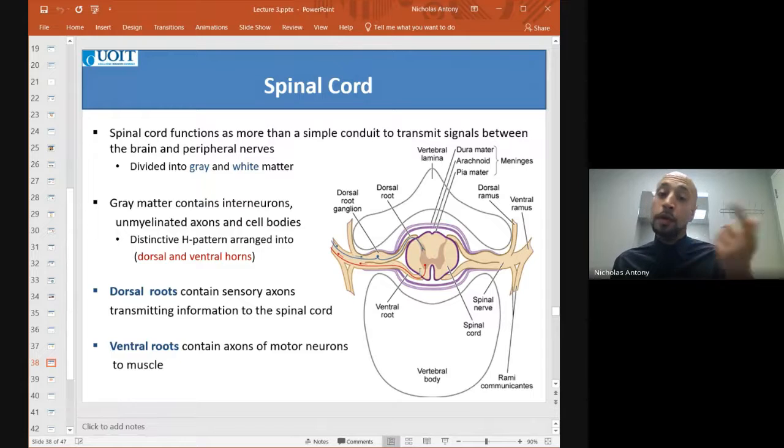Now, we had talked about white matter and gray matter in the cerebrum. It's actually the opposite in the spinal cord, where the white matter, which represents tracts or axons, is on the outside, and the gray matter, which represents cell bodies or unmyelinated axons, is in the middle, or deep.